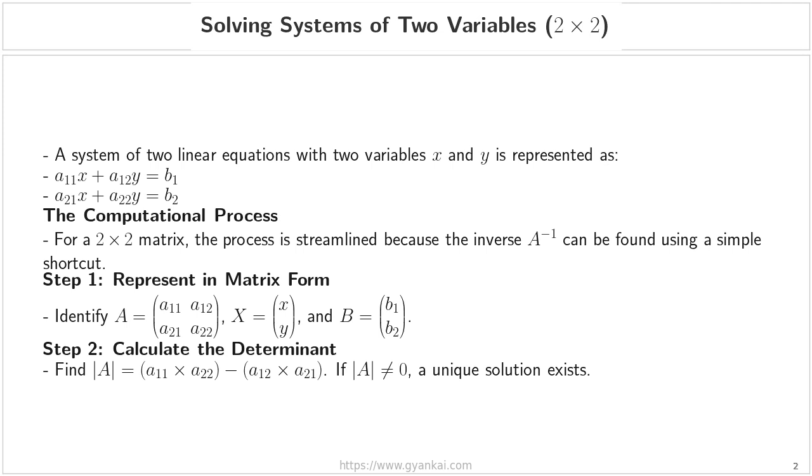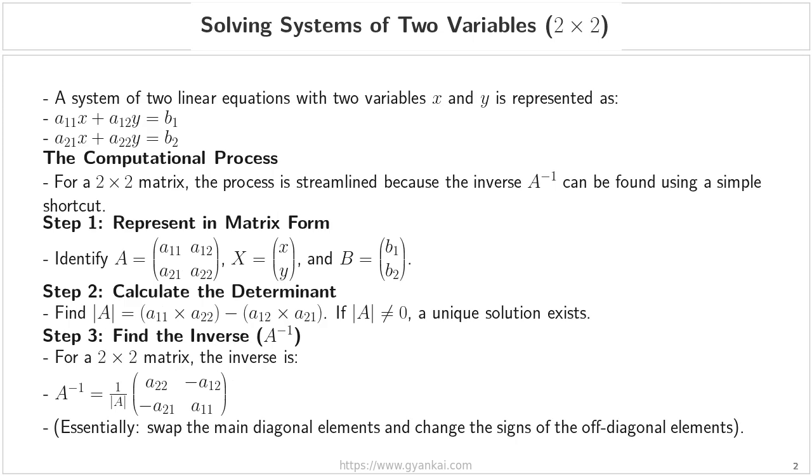Step 2. Calculate the determinant. We find the determinant of A, denoted as the absolute value of A, by multiplying a sub 1 by a sub 2, and then subtracting the product of a sub 2 and a sub 2. It is crucial to check this value. If the determinant is not equal to 0, we know a unique solution exists.